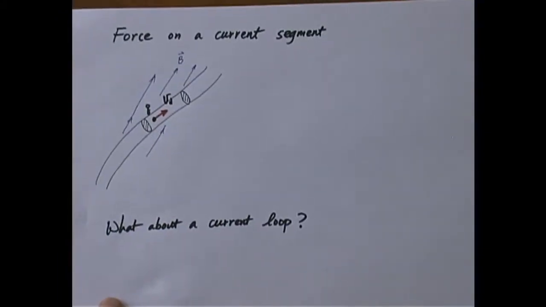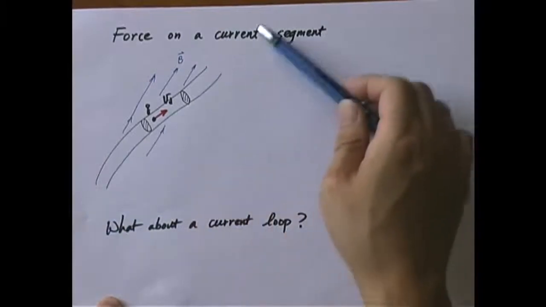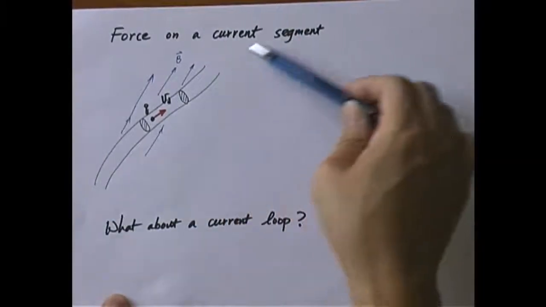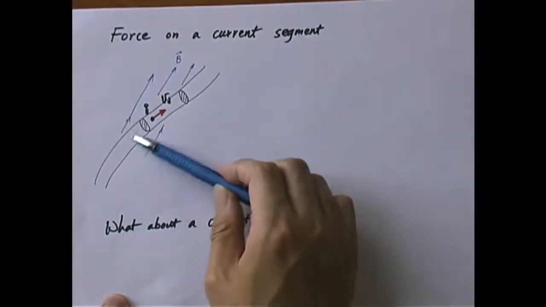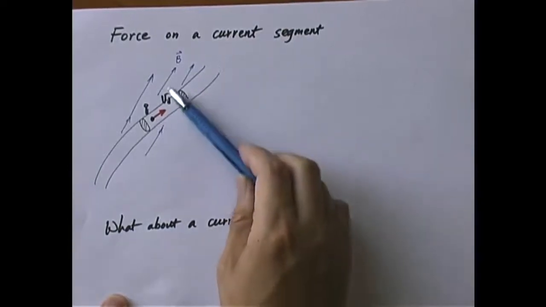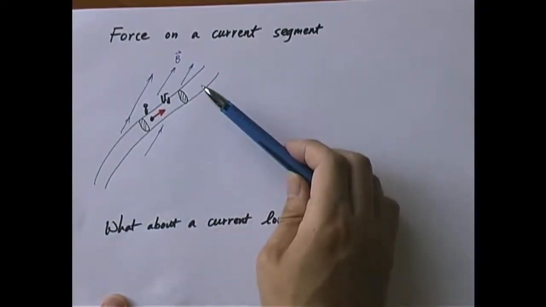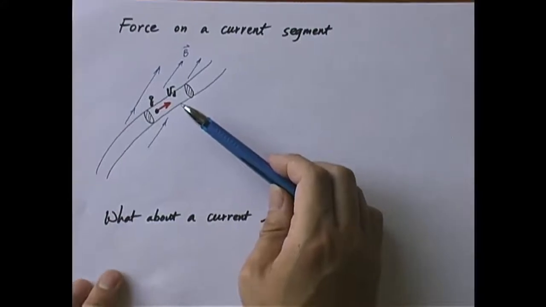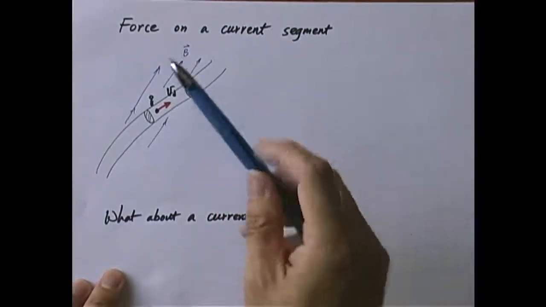Now you notice I said a segment, not an infinitely long current. Because if the current is very, very long, there is an infinite number of moving charges, right? And each charge will experience a force, so the total force could go to infinity. So that is not what we want to know. So let's isolate a little segment out, okay?